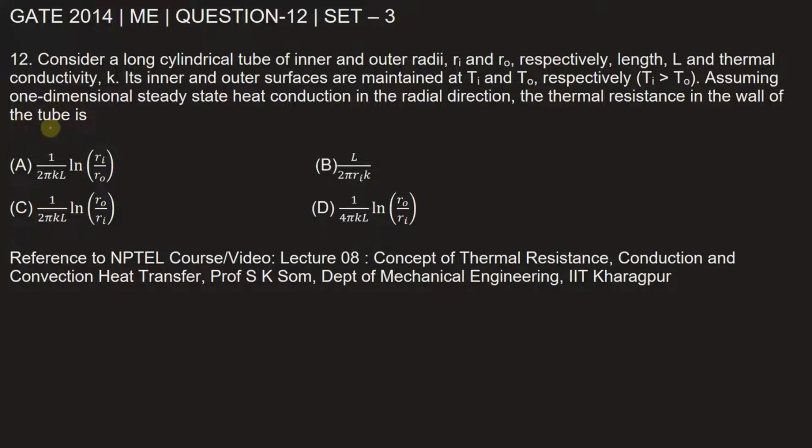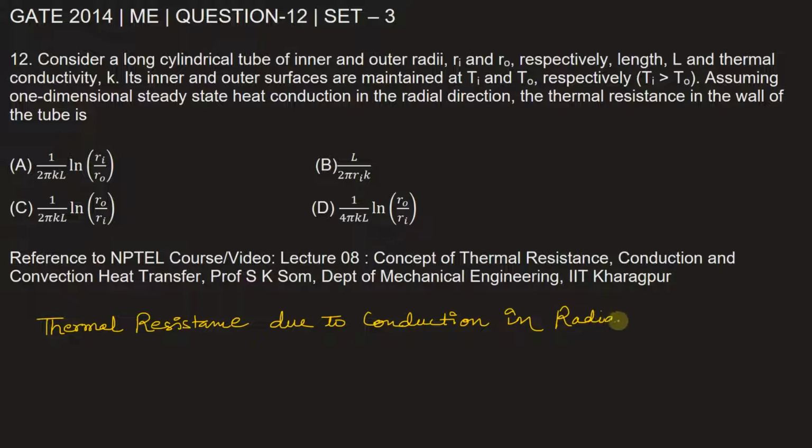Assuming one-dimensional steady state heat conduction in the radial direction, okay, so this is important, the thermal resistance in the wall of the tube is, okay. So the thermal resistance when the heat transfer due to conduction takes place in radial direction through the cylinder is given by, so let's first write here, thermal resistance due to conduction in radial direction. Okay, and we are writing for cylindrical body.